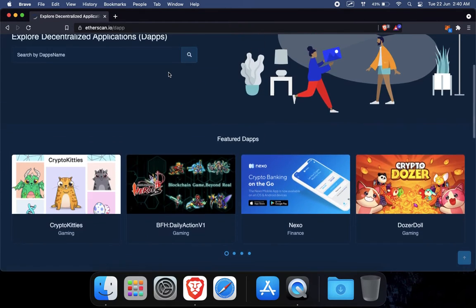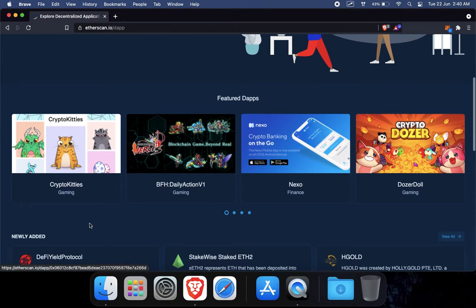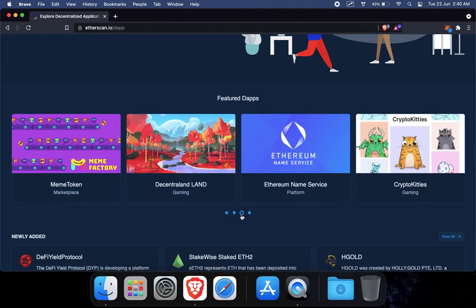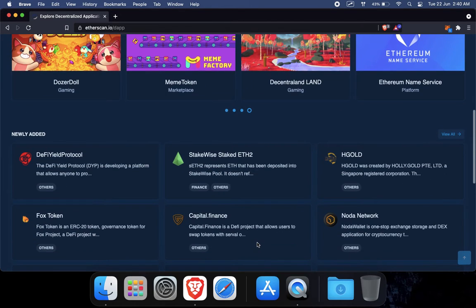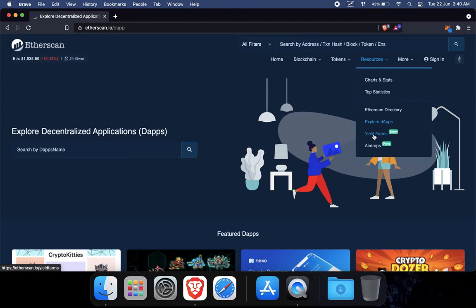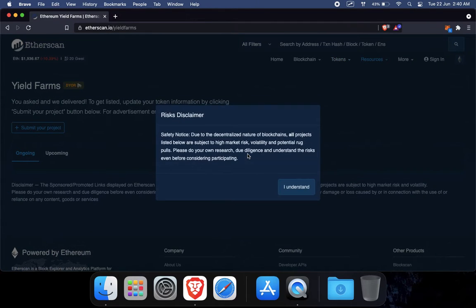Right, so these are decentralized applications. Like CryptoKitties is a gaming application. These are mostly games. Nexo is a yield-generating interest wallet. Ethereum Name Service. Decentraland is another, where you can buy land and stuff like that. Okay. Yield farms. Okay, that's always fun to look at.